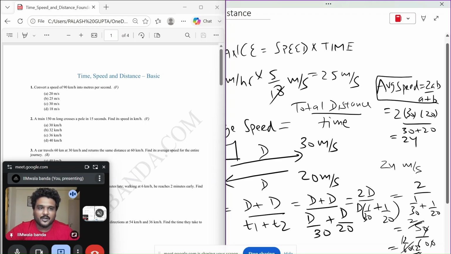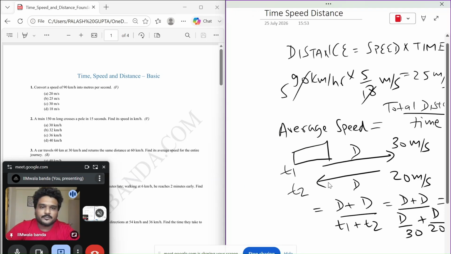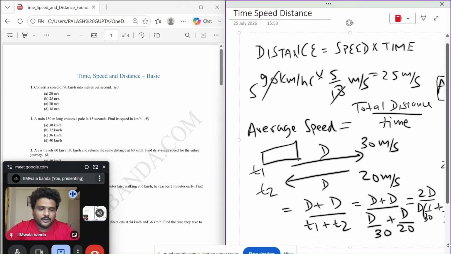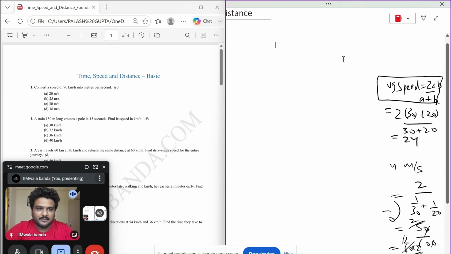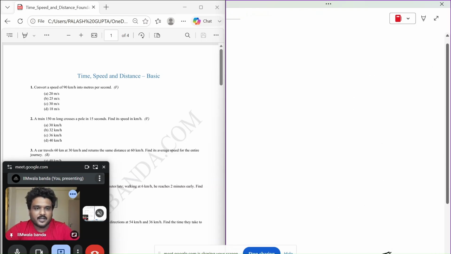So one thing that you can note in your own notebook is average speed is 2ab upon a plus b, and obviously you already know, but distance is equal to speed into time, right? So now that you know the average speed concept, let's do some basic questions.